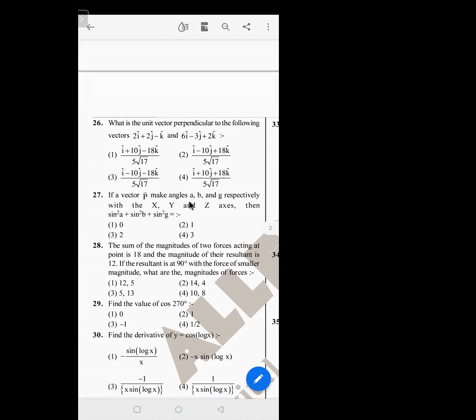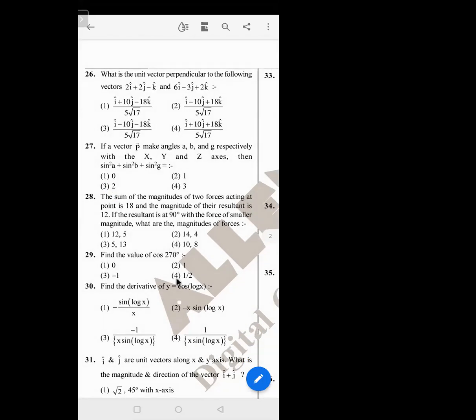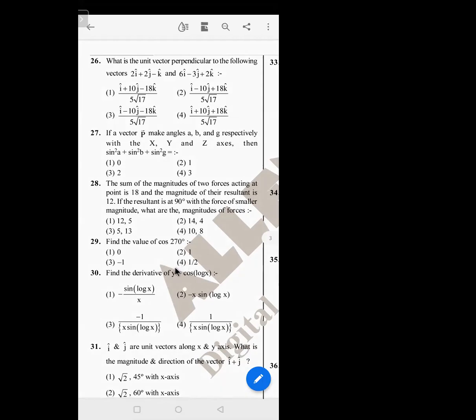If a vector p bar makes angles alpha, beta and gamma respectively with the x, y and z axes, then what is sin square alpha plus sin square beta plus sin square gamma? It is 2. Cos square alpha plus cos square beta plus cos square gamma is 1.